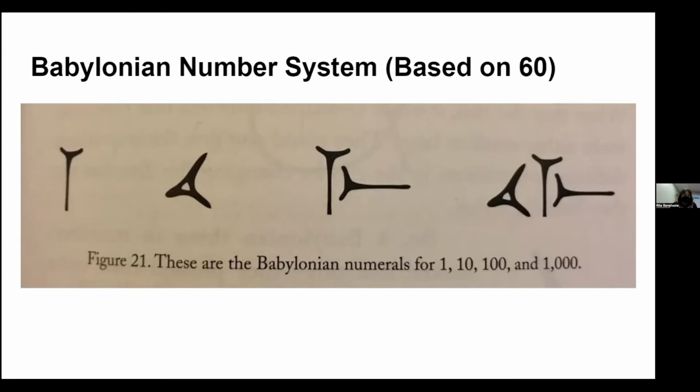Can you think of other things that we still use today that are based on the number 60? Think. Look at your clock on the wall. I wonder what that's based on. We have 60 seconds in 1 minute and 60 minutes in 1 hour. So we can also, here in our time, see the Babylonians' influence on us.